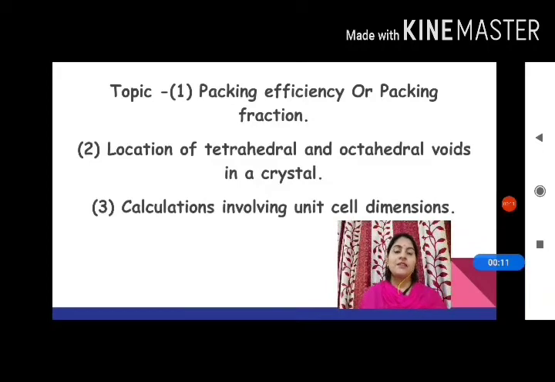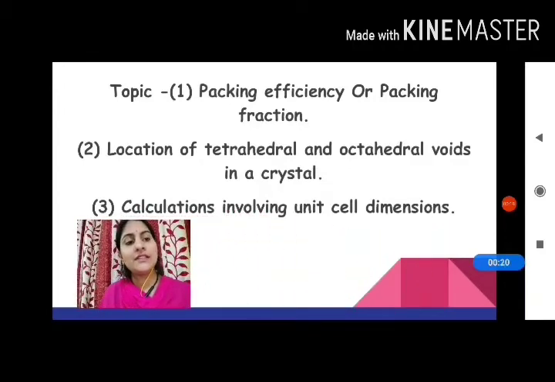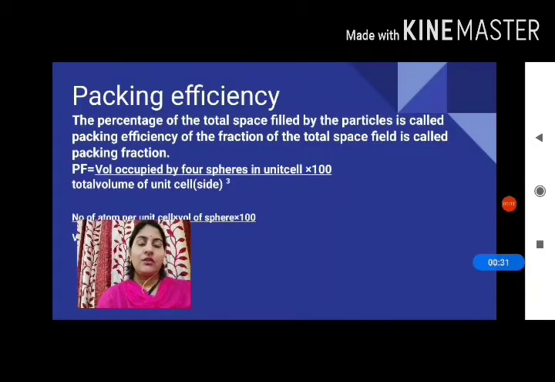Today's topic is packing efficiency or the packing fraction, location of tetrahedral and octahedral voids in a crystal, and calculations involving the unit cell dimensions. In whatever way the constituent particles, atoms, molecules and ions are arranged, there is always some free space available in the form of voids. So we need to understand the efficiency of those packings which we have studied in the previous classes.